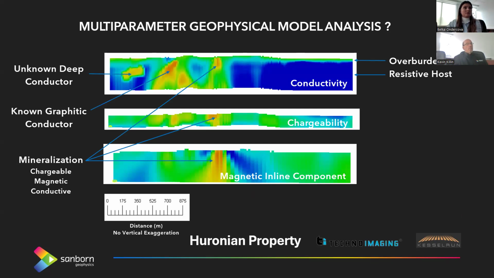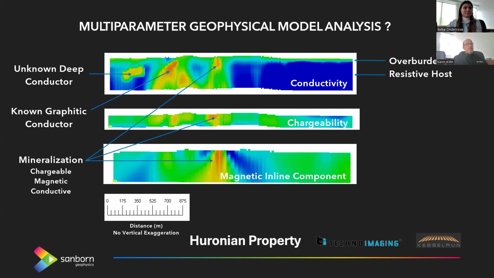So the last slide showed the layers in plan format. And this slide shows the data layers in section format. So these are depth sections, which are also vertical layers if you want to think about them like that. These are shown for the conductivity, chargeability, and the inverted magnetic inline component of the total magnetic intensity.